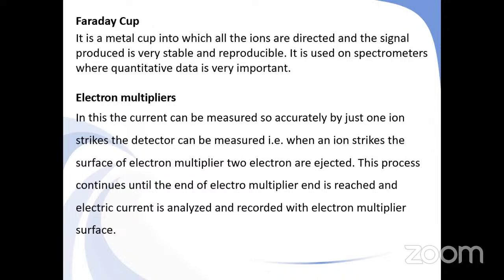When the ion strikes the surface of the electron multiplier, two electrons are ejected. This process continues until the end of the electron multiplier is reached, and the electric current is analyzed and recorded with the electron multiplier surface.